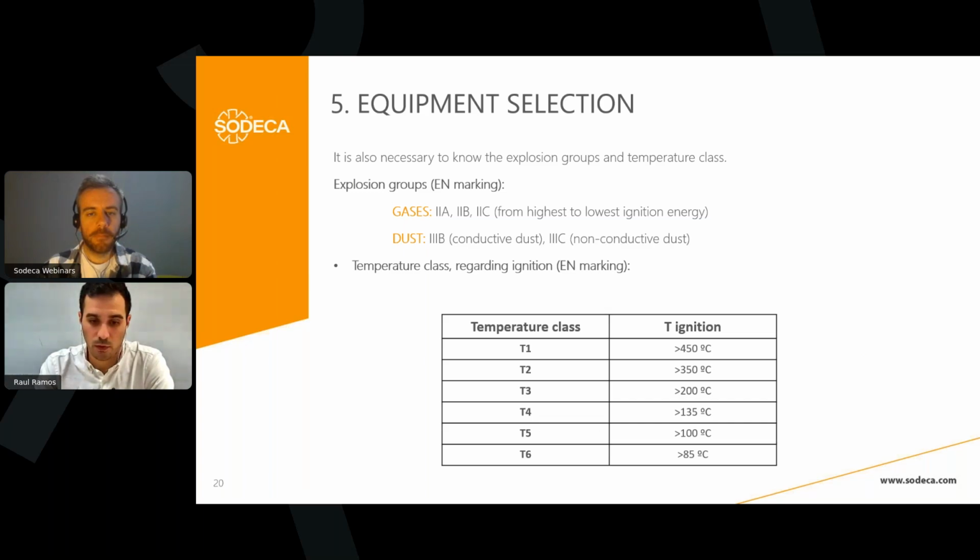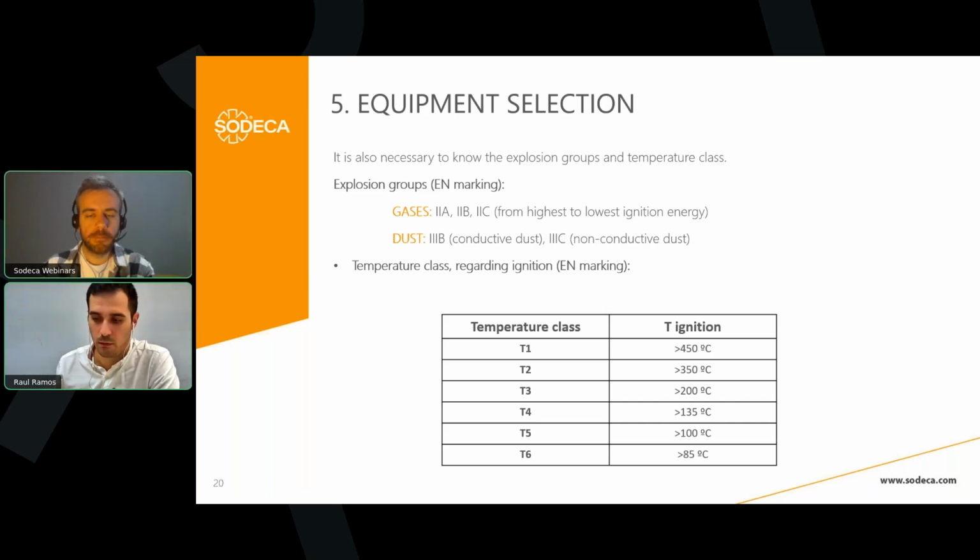Then we have to know also the explosion groups and the temperature class. This is for the EN marking. First of all, we have the explosion groups, which are 3. The first one is group 1, for mines, which is not important for us. Then we have group 2, for gases, and group 3, for dust. Group 2 is subdivided into three levels, from highest to lowest ignition energy.